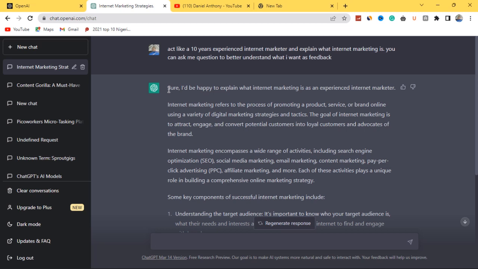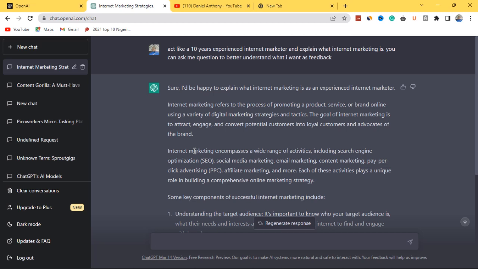Then as you can see now, the result it actually gave: sure, I'll be happy to explain what internet marketing is as an experienced internet marketer. You see? Internet marketing refers to the process of promoting a product, service, or brand online using a variety of digital marketing strategies and tactics. The goal of internet marketing is to attract, engage, and convert potential customers into loyal customers and advocates of the brand. As you can see, this one sounds more advanced and more professional compared to the other result it gave us. So this is an example of the two types of prompts that we actually have.